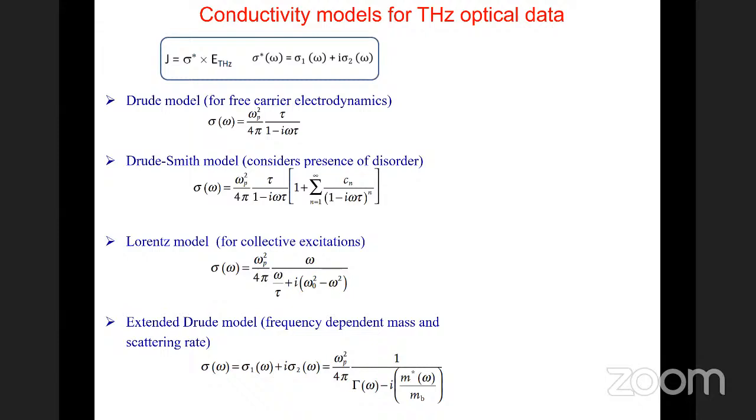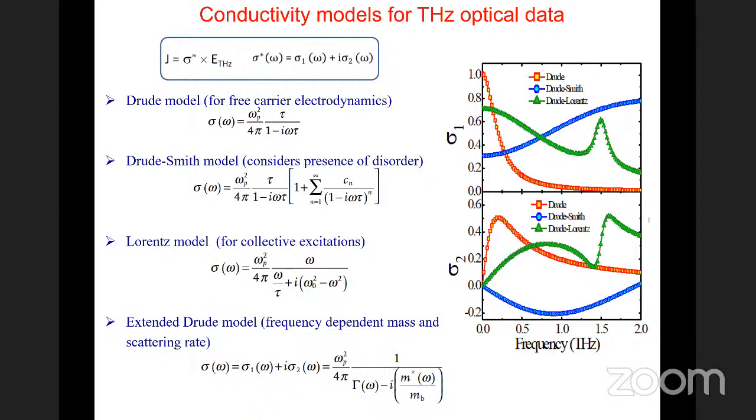We did some analysis, so the terahertz conductivity can be evaluated in the scope of these 4 models: the Drude model, the Drude-Smith model, the Lorentz model, and the extended Drude model. As per Drude model, the conductivity is defined by the scattering of the carriers. And as per this model, the conductivity spectrum should behave like this one as a function of frequency.